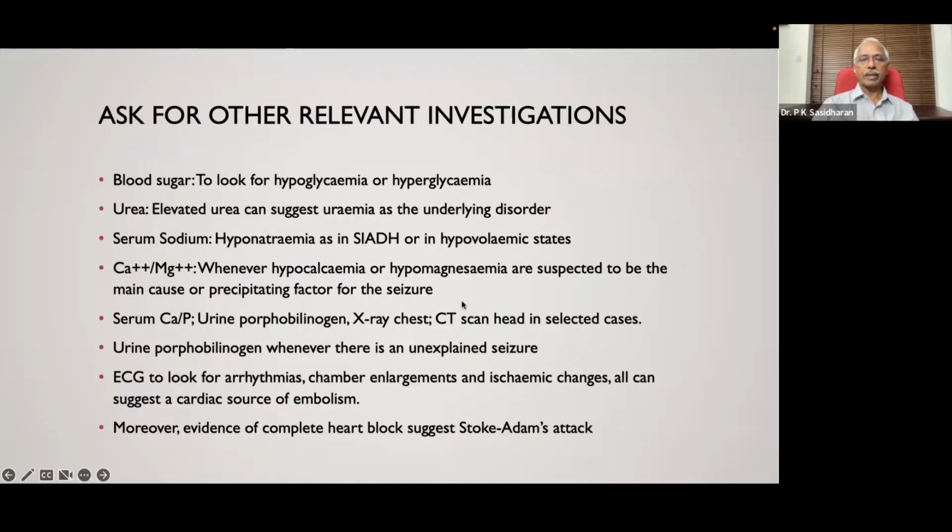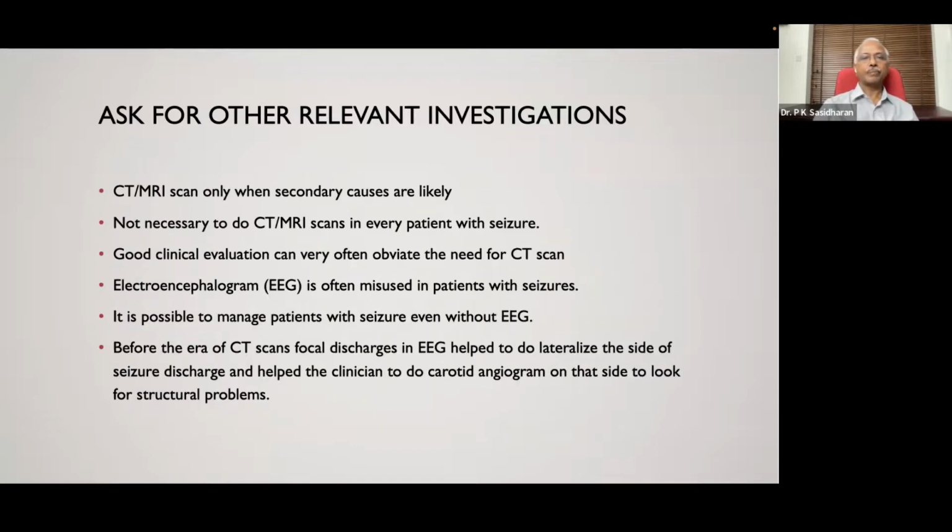CT scan head in selected cases only. X-ray chest only when you suspect some lung problems. ECG when you suspect arrhythmia or ischemic disease or chamber enlargement, which can suggest a source of embolism. Moreover, evidence of complete heart block you may also get from ECG. In a patient with undiagnosed seizures, sometimes ECG shows an inferior wall infarction, and Stokes-Adams attacks due to complete heart block may be there.